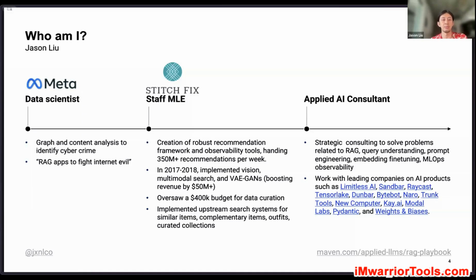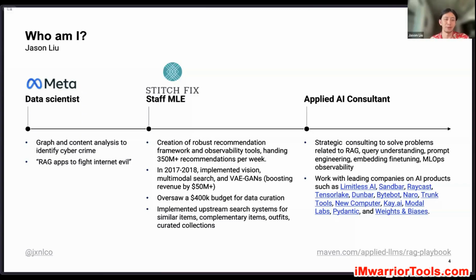My background is actually in building recommendation system frameworks and observability tools to improve RecSys. And a big theme for this course really is the fact that RAG apps look a lot like RecSys. In 2017, 2018, I mostly focused on building vision models to do multimodal search and building things like variational autoencoders and generative tools to improve the way we do search and recommendation. And then lastly, I spent a lot of my time doing data curation, and this is going to be a bit of the course as well. All these skills accumulate to being very applicable to RAG.